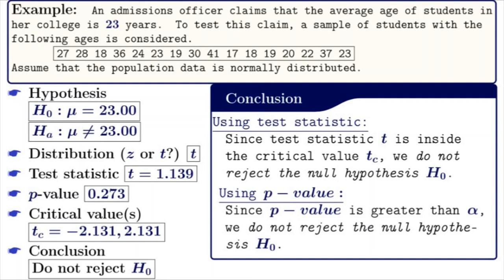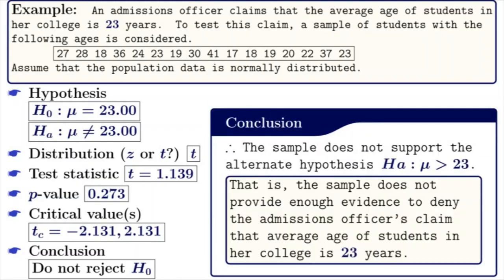Using p-value also, we can derive the same conclusion. Here, p-value is 0.273, and since alpha is not given, we will take alpha to be 0.05. Since p-value of 0.273 is greater than alpha 0.05, we do not reject the null hypothesis. Finally, for this particular sample, we can say that the sample does not support the alternate hypothesis. That is, the sample does not provide enough evidence to deny the admissions officer's claim that average age of students in her college is 23 years.